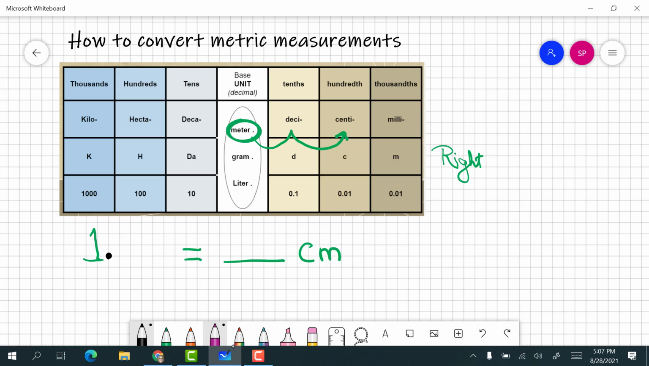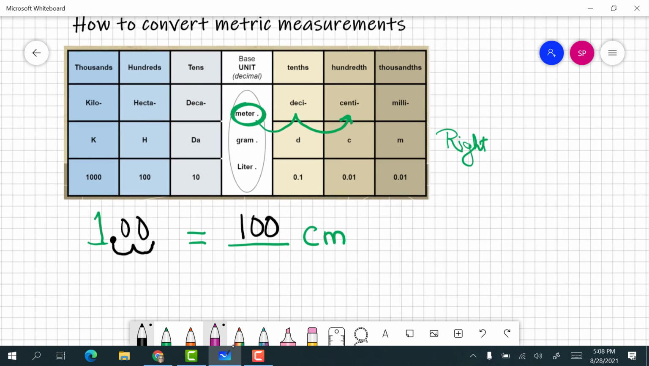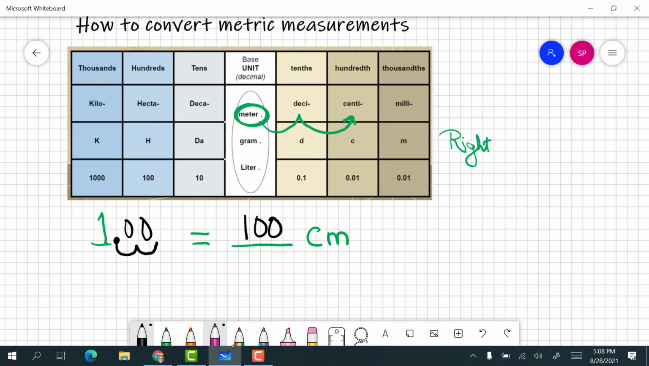Well, if you don't see a decimal, you have to remember that the decimal is actually right behind the main number. So I'm going to take my decimal, move it 2 places to the right, and then fill that in with zeros. 1, 2. So 1 meter is actually equal to 100 centimeters. Good, that wasn't so hard.